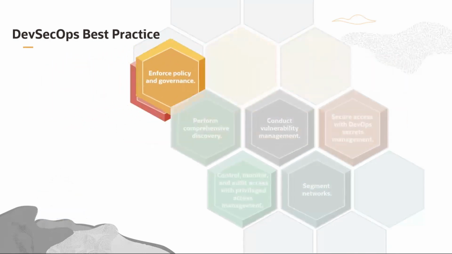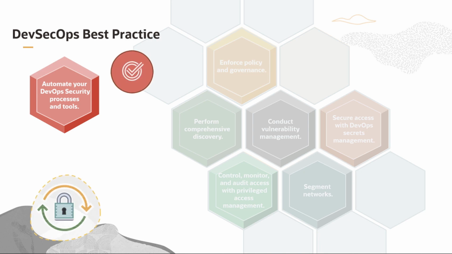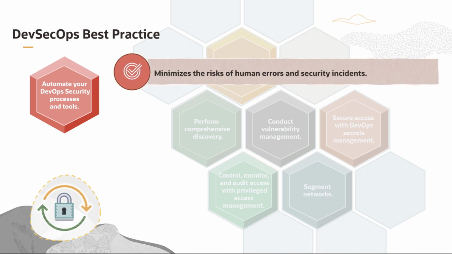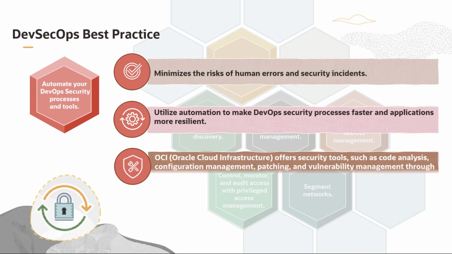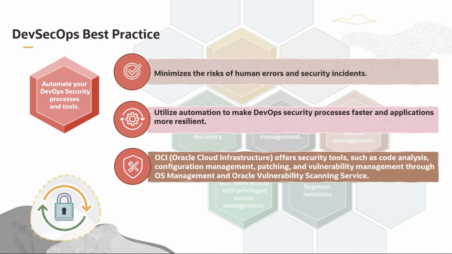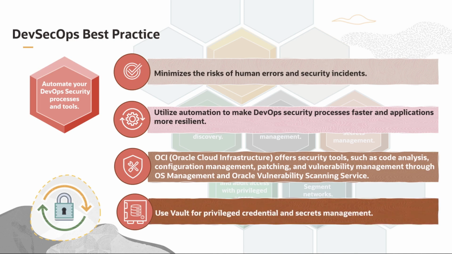Automating DevOps security processes and tools is essential to reduce the risk of human errors and security incidents. By leveraging efficient tools and automation, organizations can streamline their DevOps security processes, resulting in faster and more resilient applications. Oracle Cloud Infrastructure provides a range of security tools for DevOps teams to use, including code analysis, configuration management, patching, and vulnerability management tools like OS management and Oracle Vulnerability Scanning Service. Additionally, privileged credentials and secrets management is offered through OCI's Vault service.